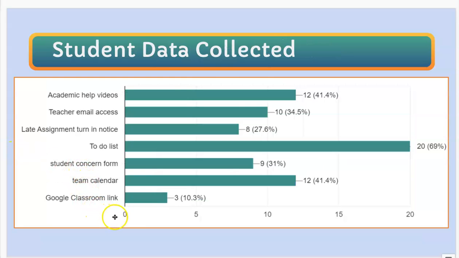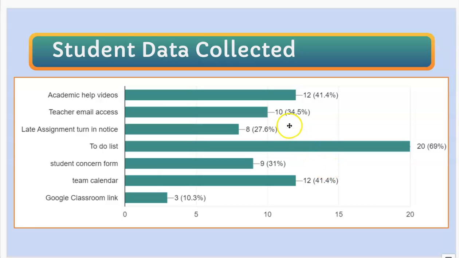Next data I collected, I surveyed my students, and I gave them 10 different topics, and I basically said, what would you like to see on your own school student-centered website? So I picked out the top 7, and I asked them just pick 3 of the top 10. They can only pick 3. Overwhelmingly, they'd like a to-do list. 69% to-do list. The next 2 are tied here: academic help videos and a team calendar.